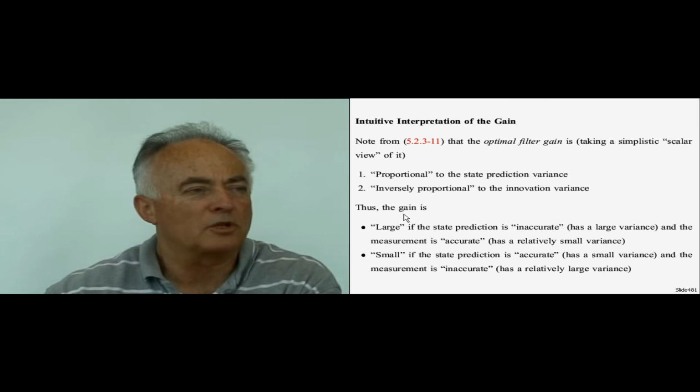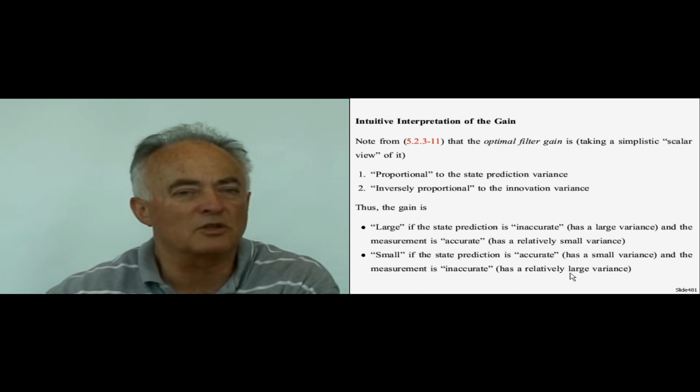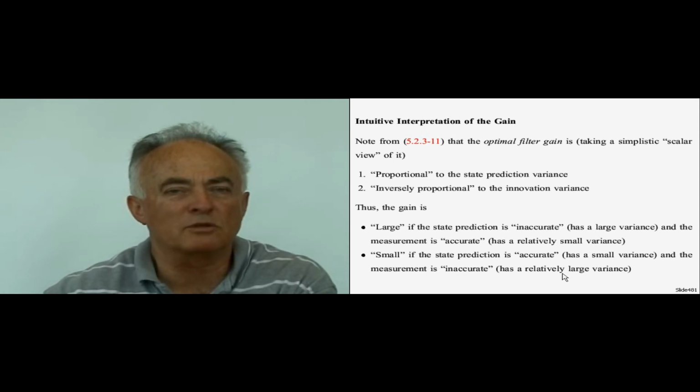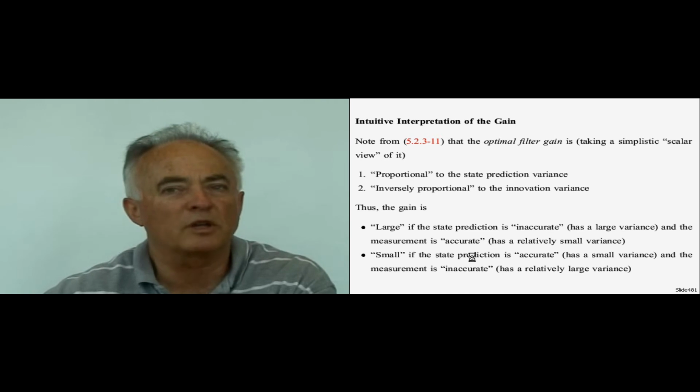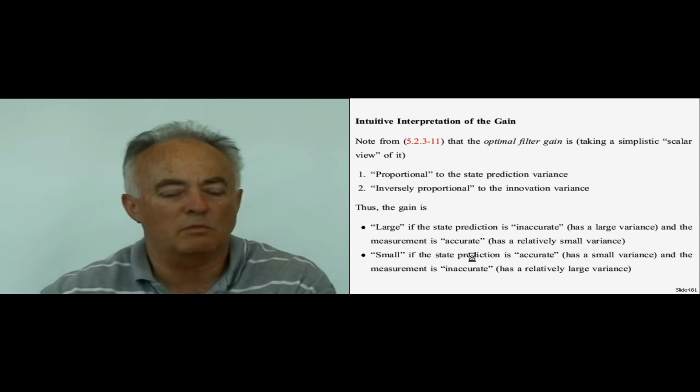The opposite situation happens. The gain is small if the state prediction is accurate, has a small variance, the numerator is small, and the measurement is inaccurate, has a large variance, the denominator is large. So you can see a large gain means you will rely on the measurement because the past information is inaccurate. A small gain means you will rely less on the measurement because the past information is quite reliable and you don't want to give too much weight to the new measurement.